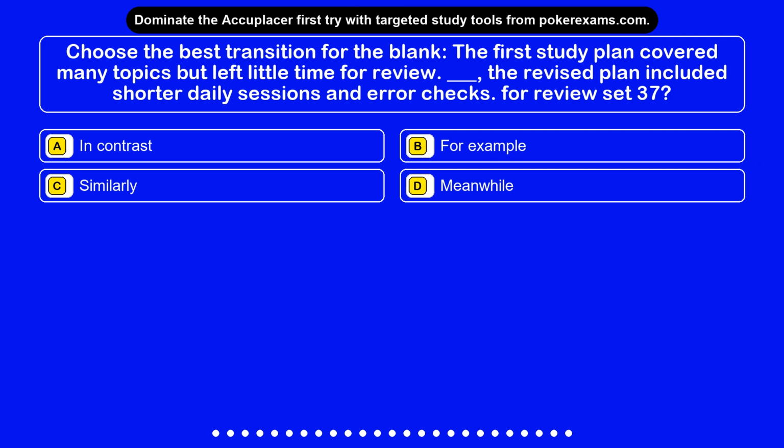Question 21. Choose the best transition for the blank. The first study plan covered many topics but left little time for review. Blank. The revised plan included shorter daily sessions and error checks. For review set 37. Option A. In contrast. Option B. For example. Option C. Similarly. Option D. Meanwhile.